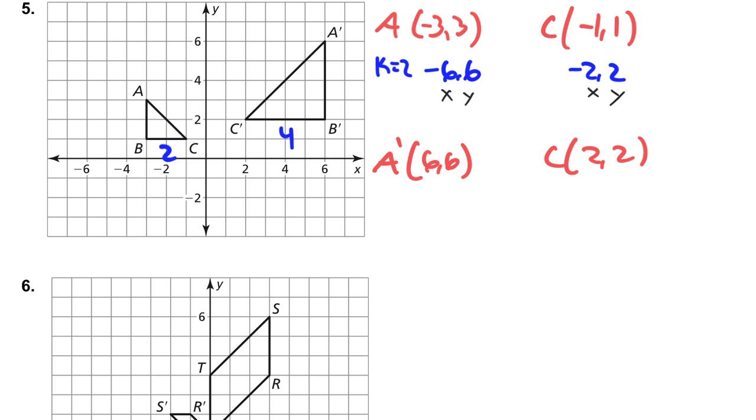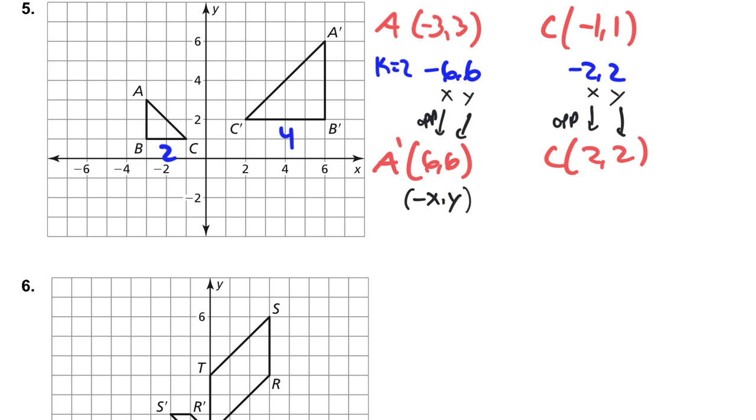And it looks like the only thing I did is my Y's stayed the same, but my X's became their opposite. So that would be me saying I have a rule of maybe -x comma y. Now, how do we get that?